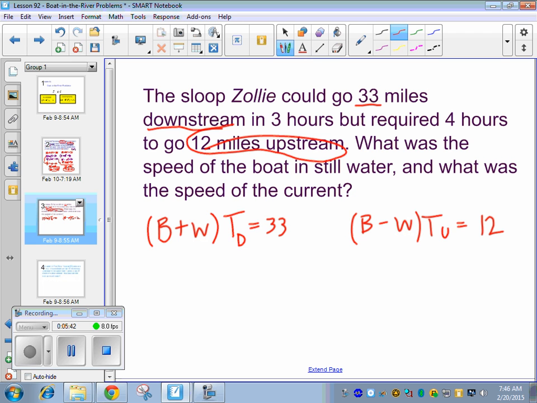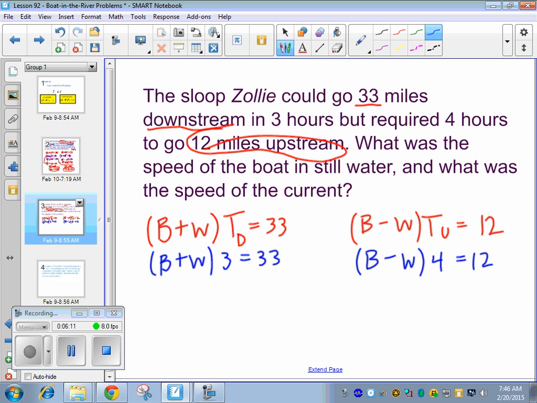All right, so when we went 33 miles downstream, it took 3 hours. So we can go ahead and plug in our time. And when we went upstream, it took 4 hours, so we can plug in our time. Okay, what was the speed of the boat in still water? What was the speed of the current? So we need the speed of the boat and the speed of the water.